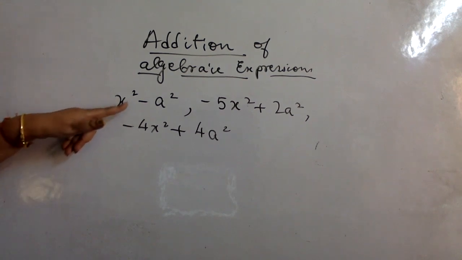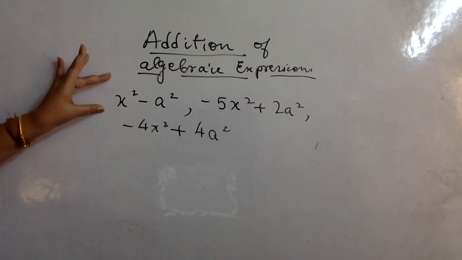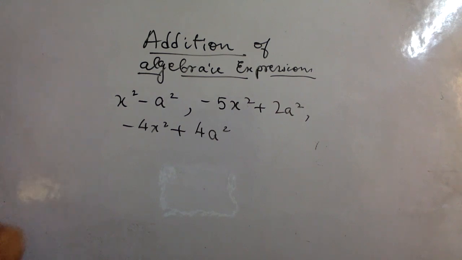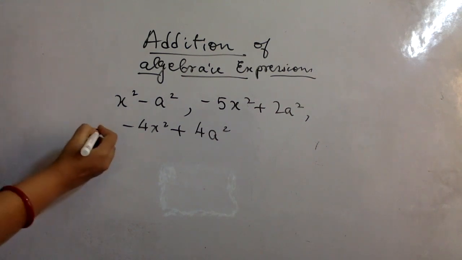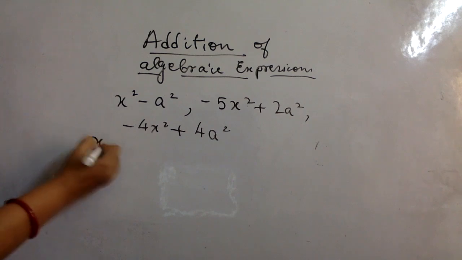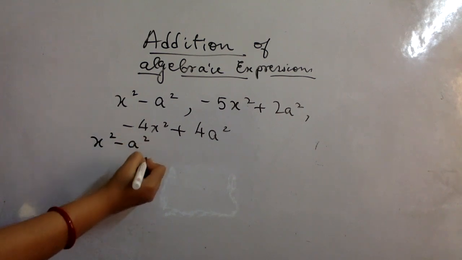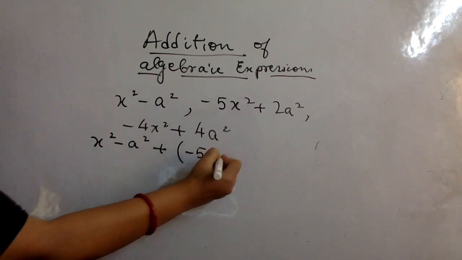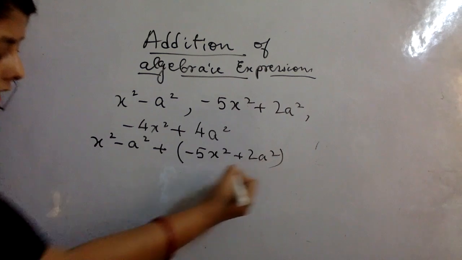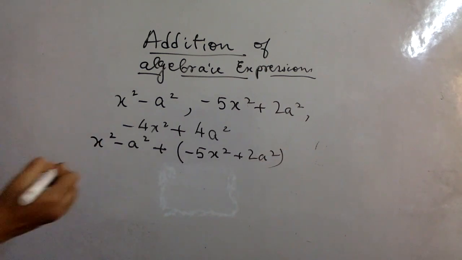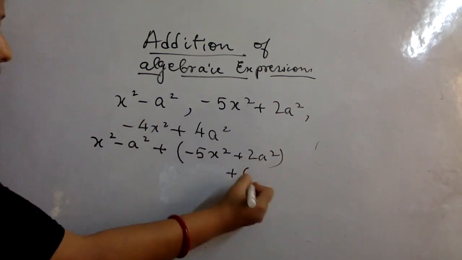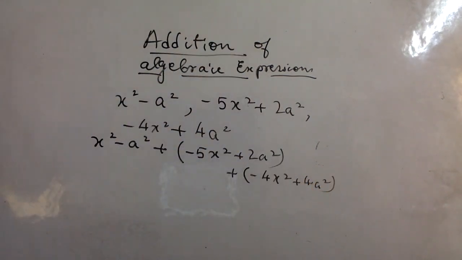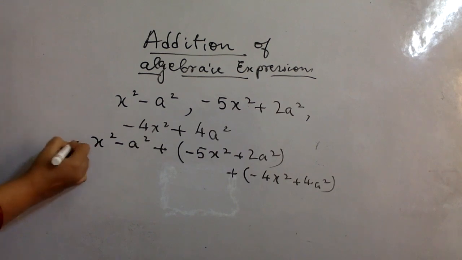Before this we had terms, now we have small expressions, but the final step is the same. What do we do? We just copy them all together with plus signs. Okay, plus, then copy this, so I've used a bracket. And then again plus and a minus 4x square plus 4a square. Okay, so this is how much?